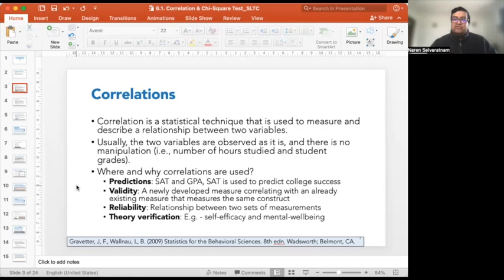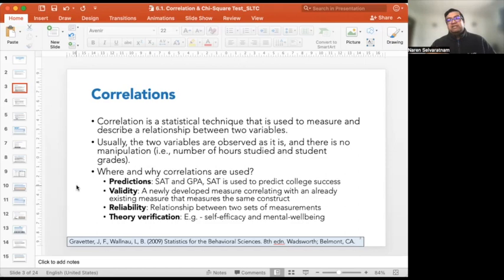But this is not the only way of making a prediction. Of course, there are a lot of other validity theories that you have to consider for this. But for the time being, this is what correlations can get you. Okay, this is one of the things correlations can get you. And then the next one is validity.